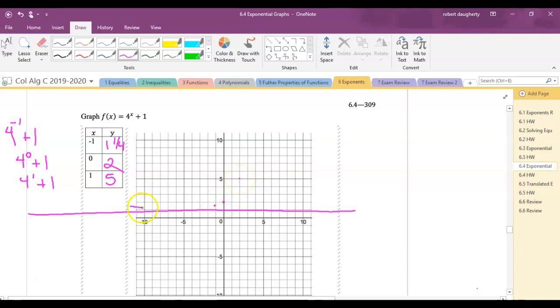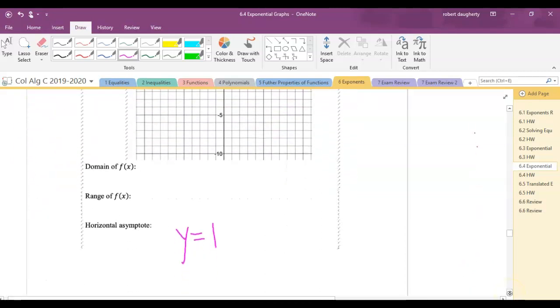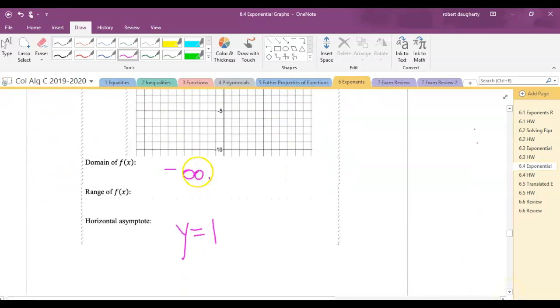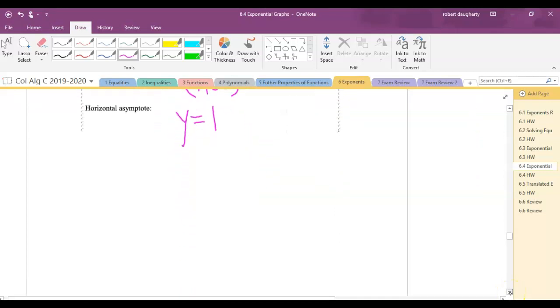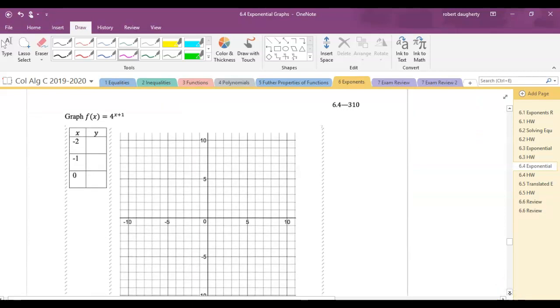And then what you see this graph doing is something like this. What's the domain? Negative infinity to infinity. What is the range? 1 to infinity. Okay. And let's take a look. I think we got this one.